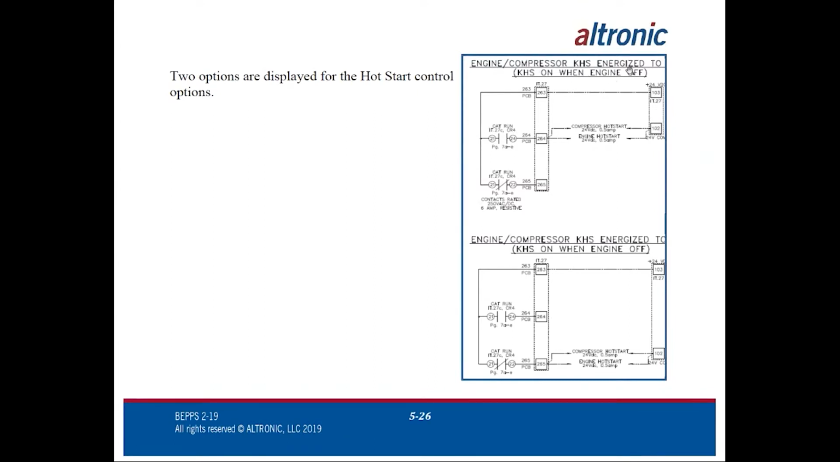Engine compressor chem hot start energized, chem hot start on when engine off. Some people like to reverse the way the chem hot start works. It's rare, but some people do. Hot starts do have notations in all their drawings that say how to do that. It involves moving one wire. This one, engine compressor chem hot start energized to chem hot start on when engine off. So what they've done is just move the contacts to where it's receiving 24 volts when the engine is down, through a normally closed contact of the relay.